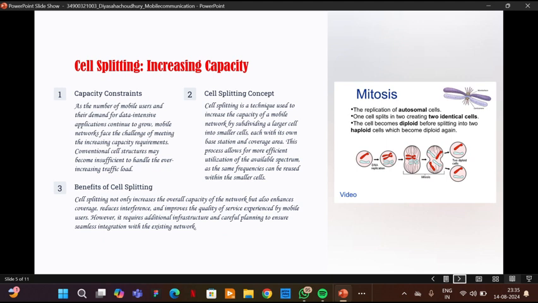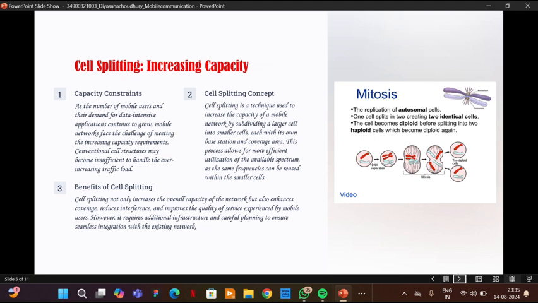Here we have the cell splitting, which is increasing capacity. It is of three types. Number one is capacity constraints. The number of mobile users and the demand for data intensive applications are continuing to grow. Mobile networks face the challenge of meeting the increasing capacity requirements. This is why conventional cell structures may become insufficient to handle the ever increasing traffic load.